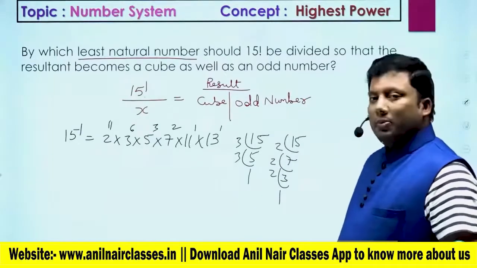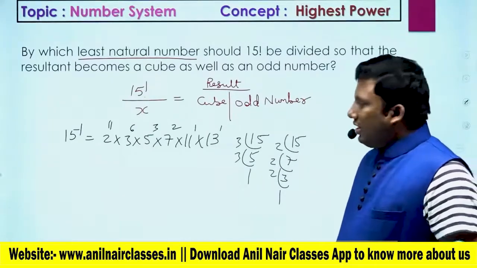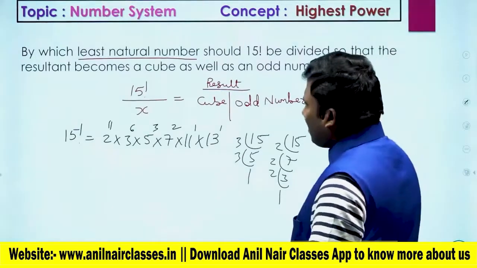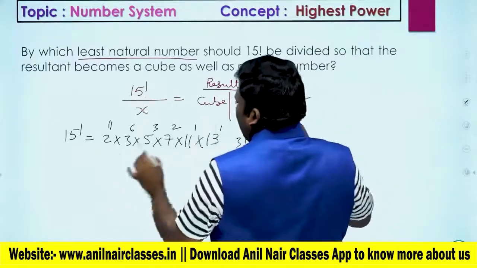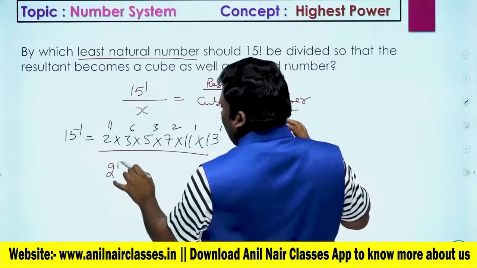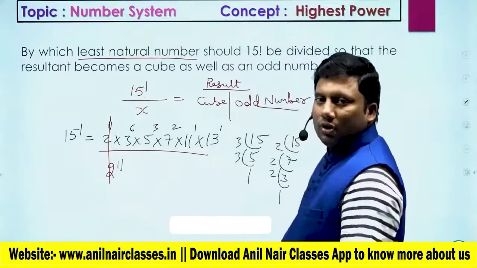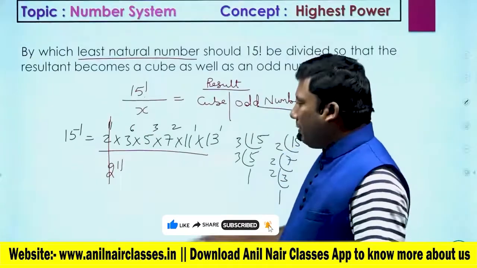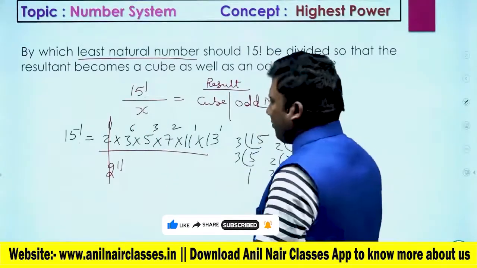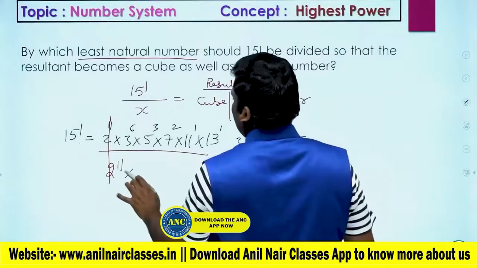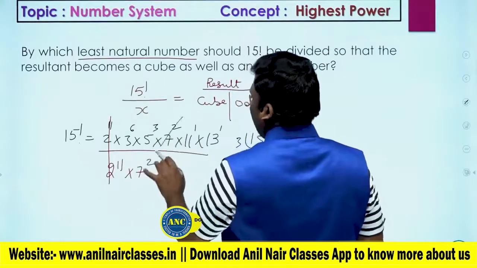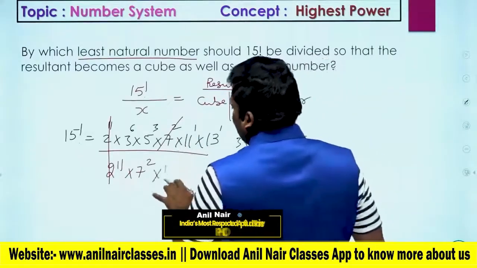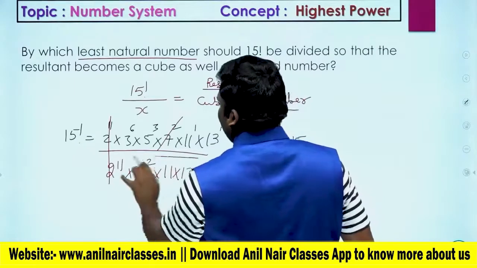15 factorial should be divided by such a number such that it is a cube as well as an odd number. Because it is an odd number, it should be divided by 2 power 11. It will get cancelled. Otherwise, it will become an even number. 3 power 6, for a cube the power should be a multiple of 3. 5 power 3, it is a power of 3. 7 square should be divided by 7 square, otherwise it will not become a perfect cube. 11, it should be divided by 11. 13, it should be divided by 13.